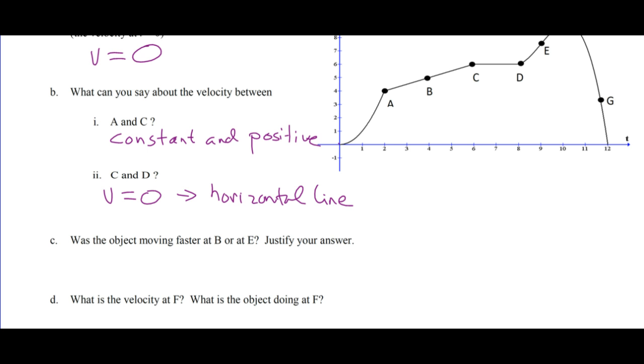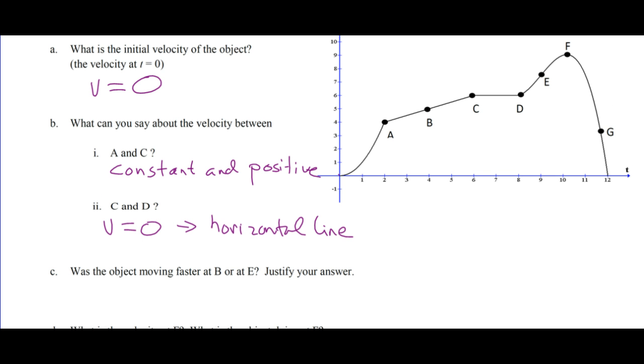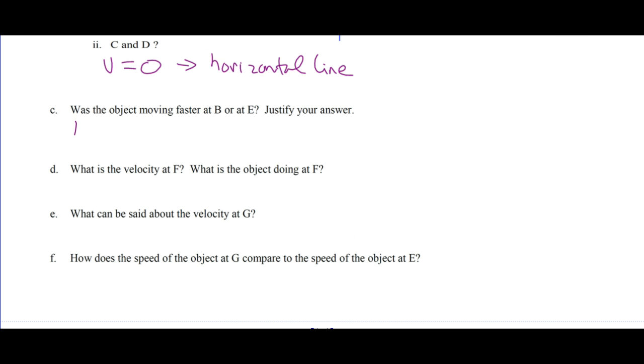Was the object moving faster at B or at E? And justify your answer. So faster at B or faster at E? E. Why? Yeah, the slope of the tangent line at E is greater than the slope of the tangent line at B. So it's moving faster at E. Right, and the justification.